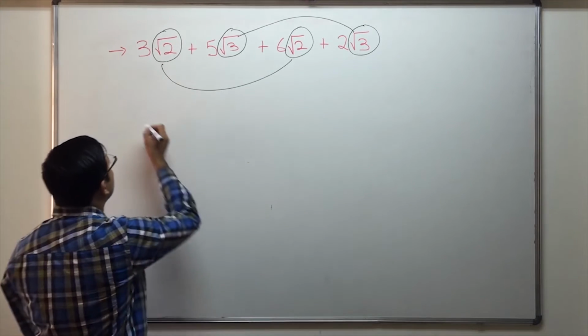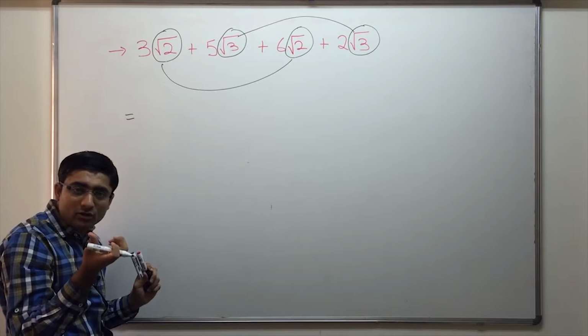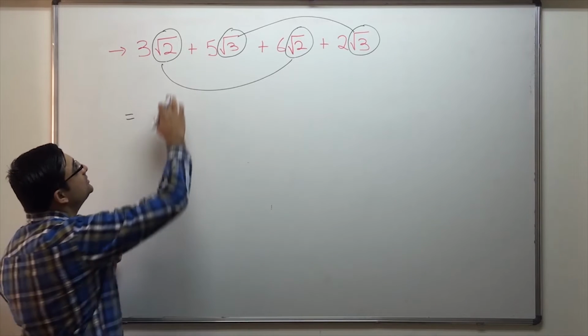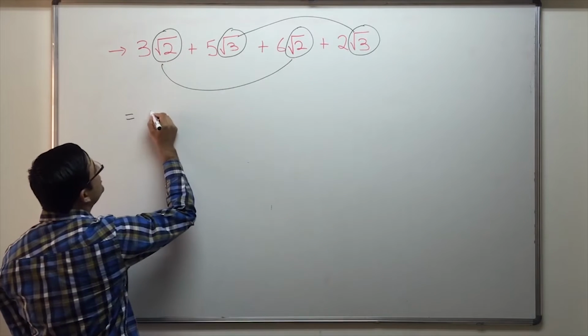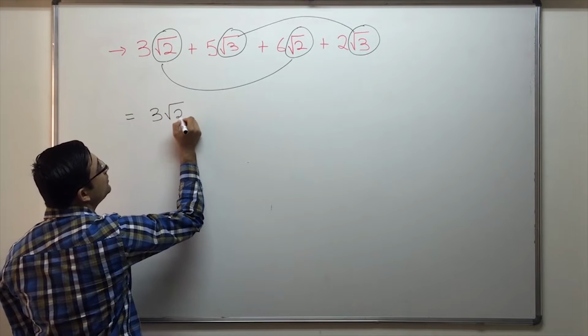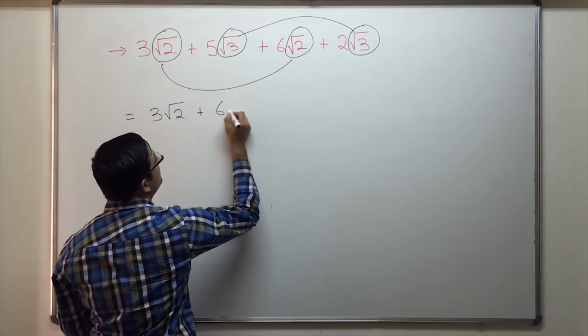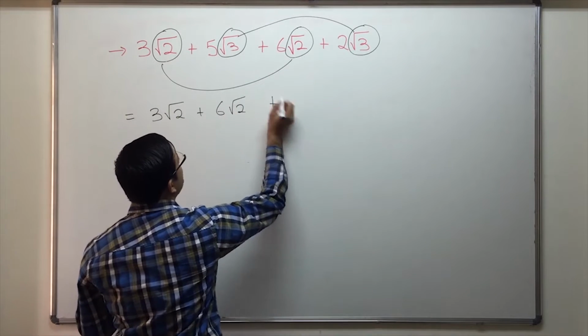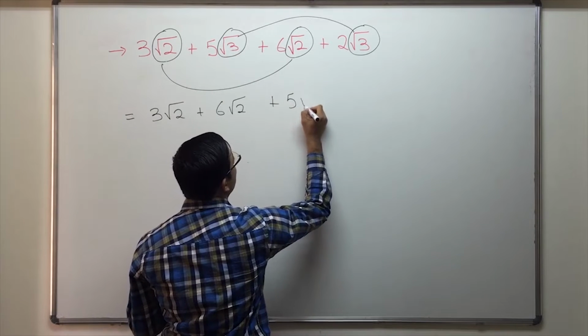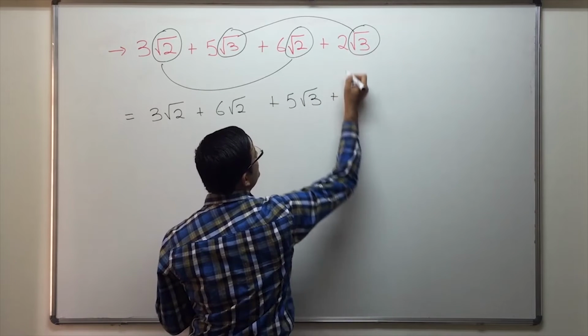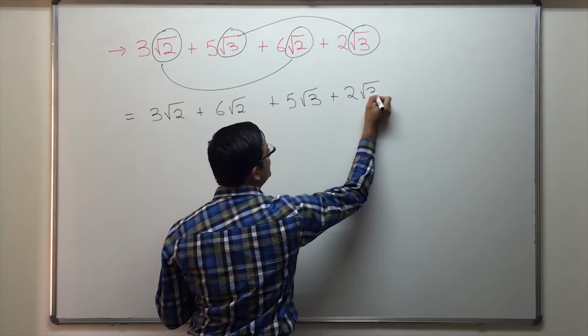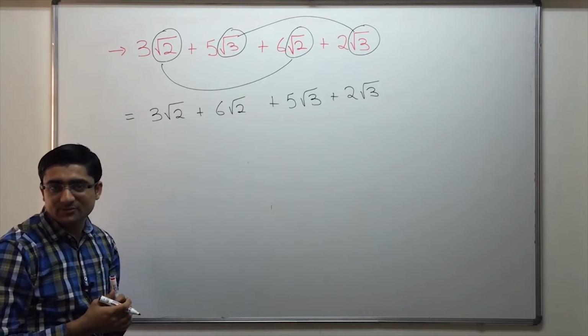So let's begin. The first step is to bring all those terms which have the same square root together. So let's bring these two terms together. So we have 3 root 2 plus 6 root 2 plus 5 root 3 plus 2 root 3. So bring those terms together which have the same square root part.